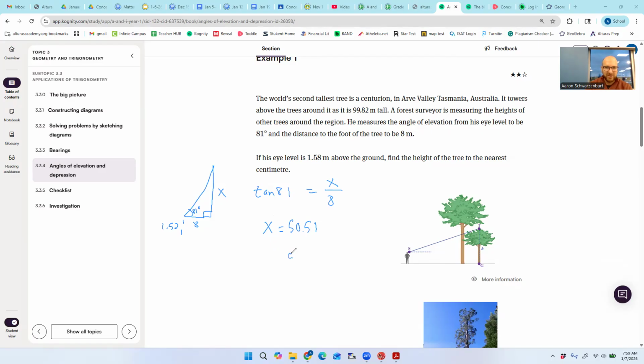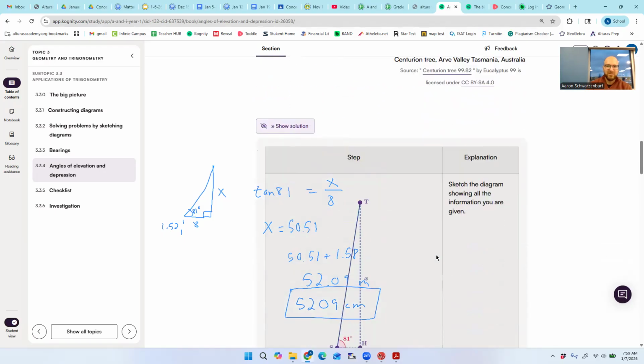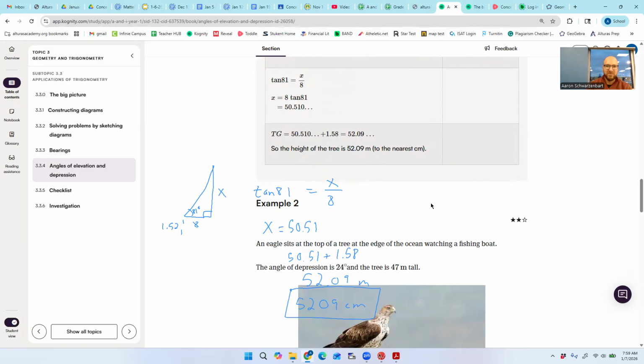So now I add my 1.58. And I get 52.09 meters. It asks for it in centimeters, so 5209 centimeters. And there, yes, they got the same thing.